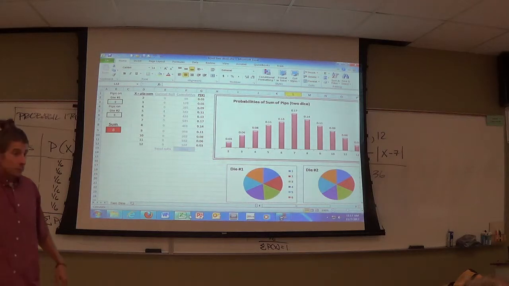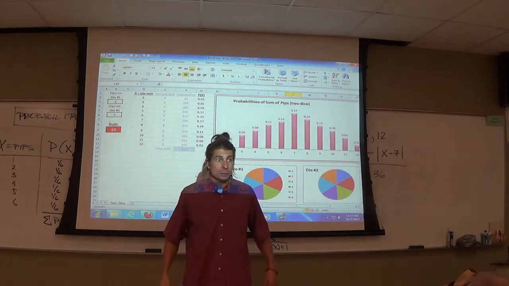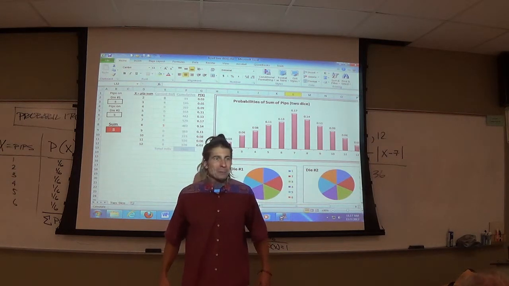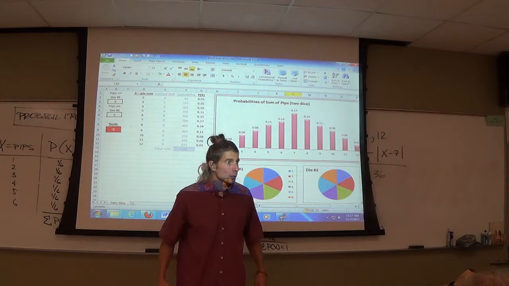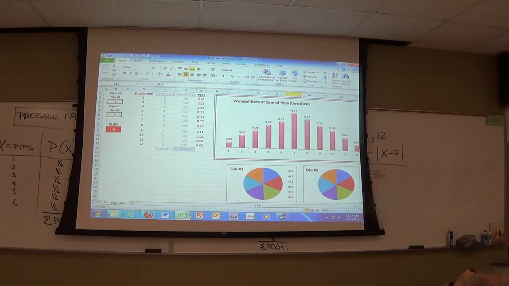Got an average? 7. Standard deviation? What's standard deviation? 2.4. There we go, 2.4. And the reason why you can't treat this as an exact bell curve is if you tried to, you could look at it and go, okay, it's a bell curve. Looks bellish, right?